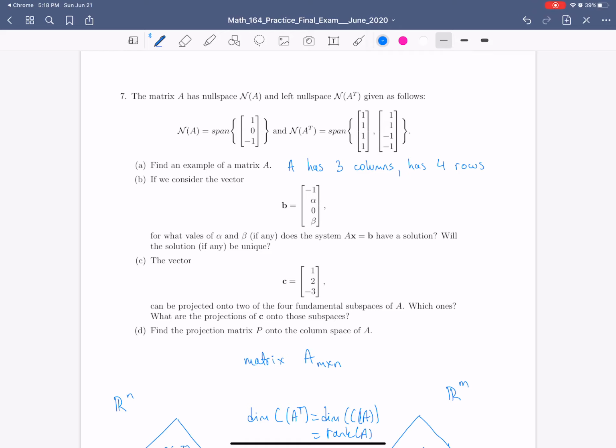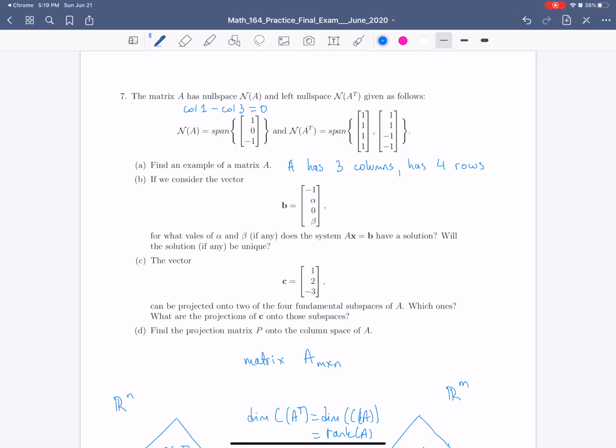Now, what does the null space tell us? It tells us that column 1 minus column 3 gives us 0. That's what the null space is telling us about the matrix A. It says column 1 minus column 2, 3, gives us 0. What about the left null space?